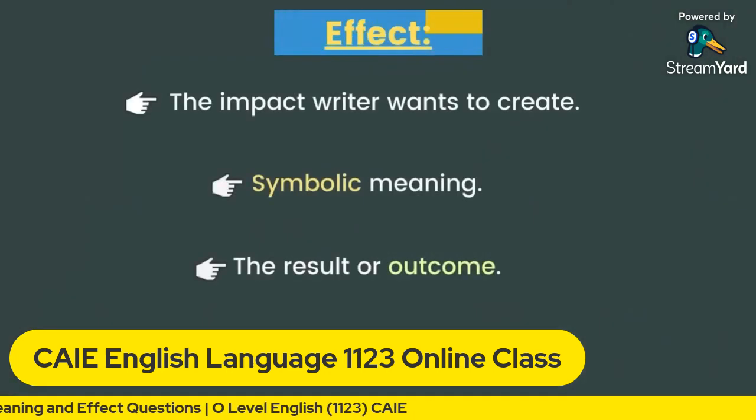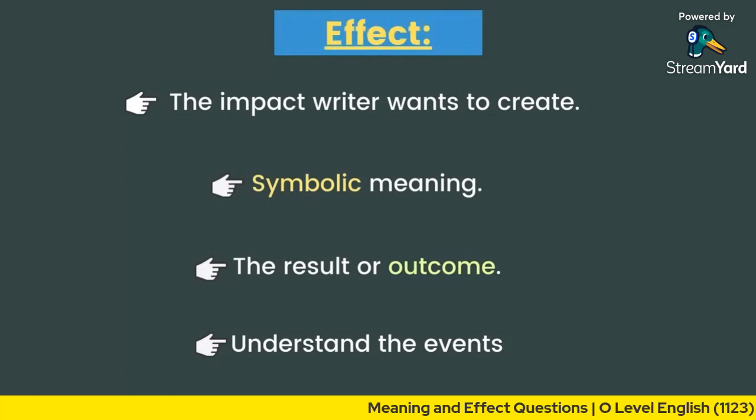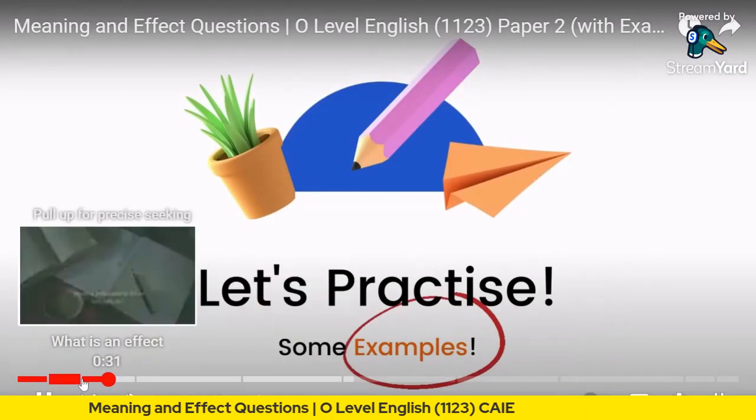Moving on to the effect part, you simply have to tell what impact the writer wants to create. Therefore, you have to write the symbolic meaning, which will indicate what outcome the writer wants to create. If you are confused, do not worry.